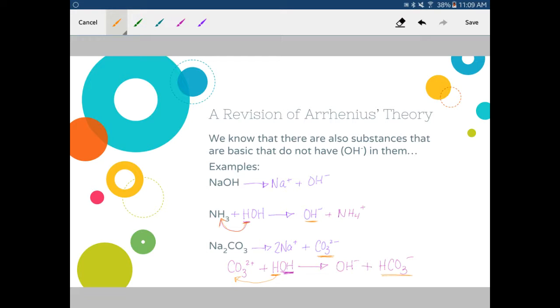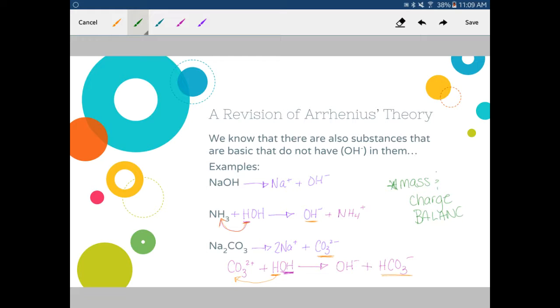However, one thing we also need to note is that whenever we balance these equations, we need to have what we call mass and charge balance. So we need to balance mass and charge. It has to be balanced.